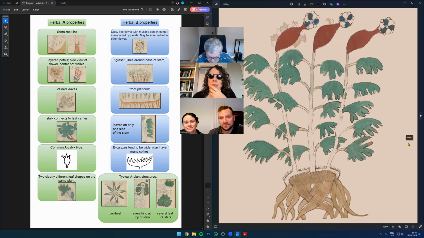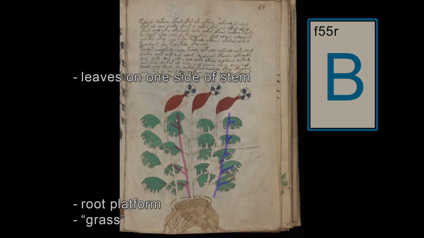Okay. Well, I guess this one's a B because we've got grass and the root platform. I concur. Yes, and also on these two outer stalks, the leaves grow to one side. These only go in one direction.